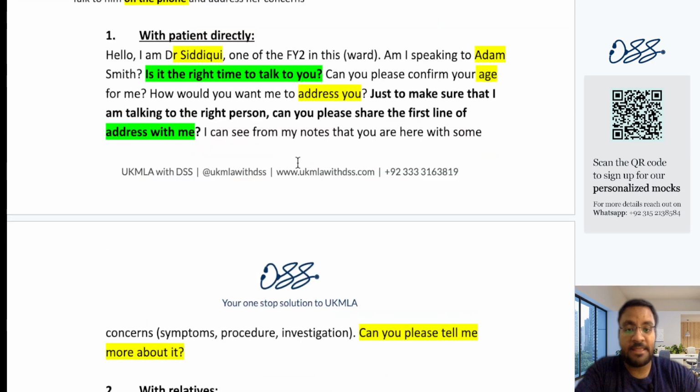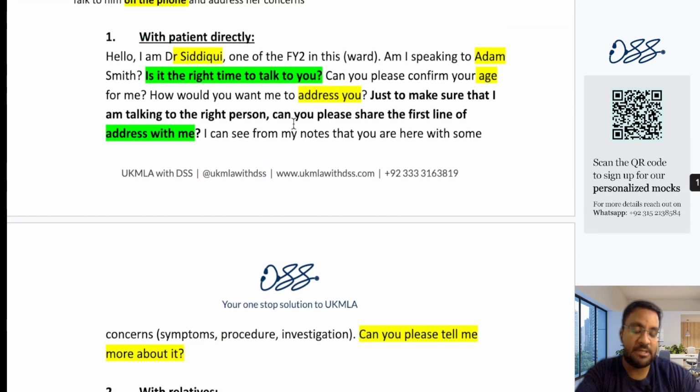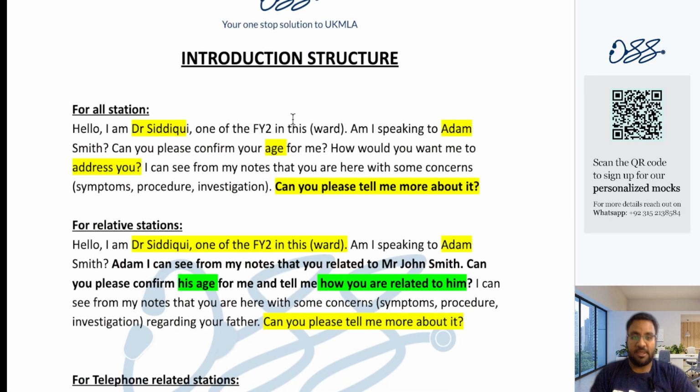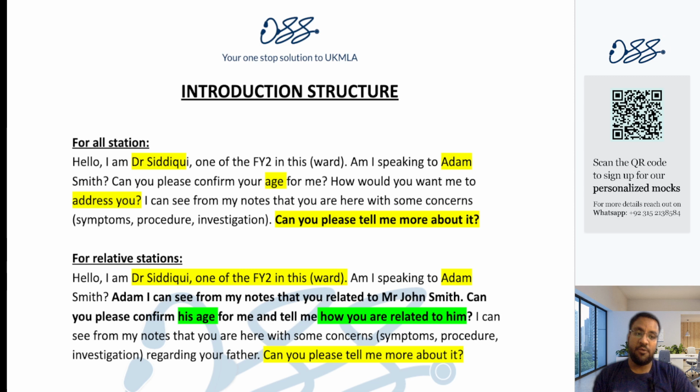So this is it for this lecture, in which we discussed how to properly introduce. In the next lecture, we'll move on to the structure that we need to follow for the medical diagnostic stations.